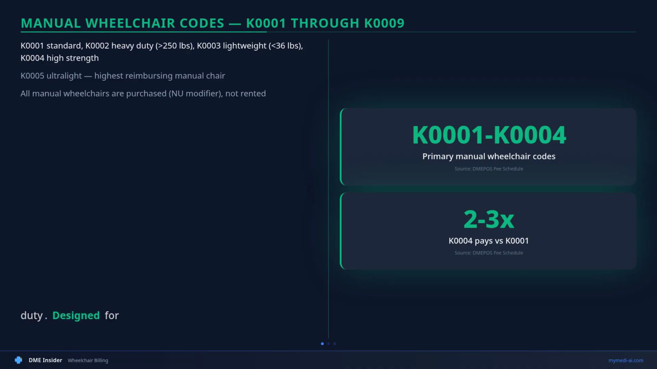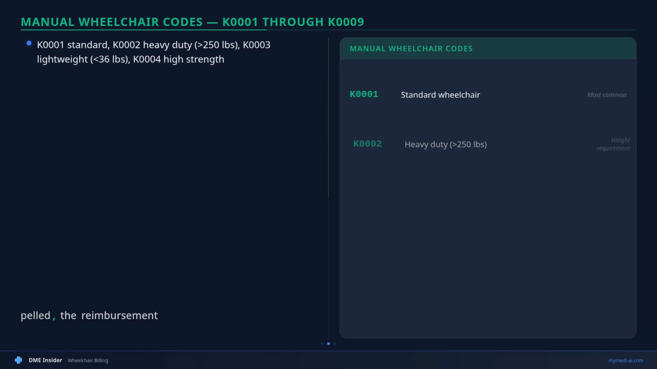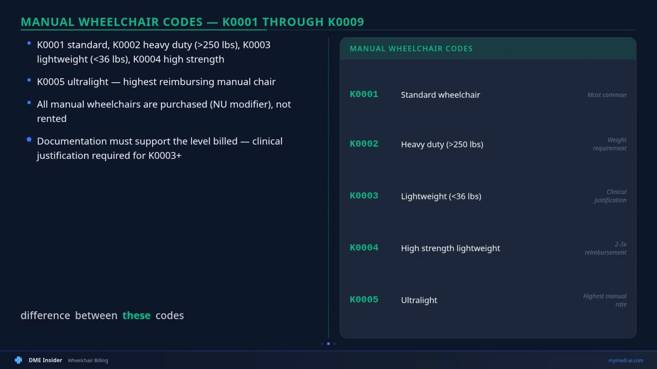K0002 is heavy-duty, designed for patients over 250 pounds. K0003 is lightweight, total weight under 36 pounds. And K0004 is high-strength lightweight, designed for active users who self-propel. The reimbursement difference between these codes is significant. According to the DMEPOS fee schedule, a K0004 pays roughly 2 to 3 times more than a K0001. But the documentation must support the level you bill.